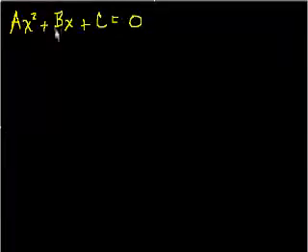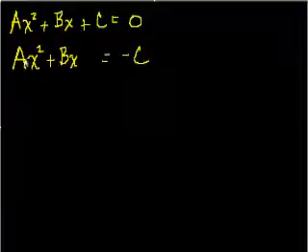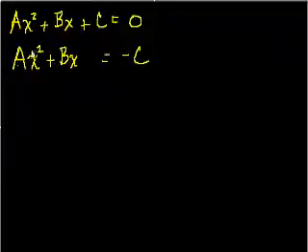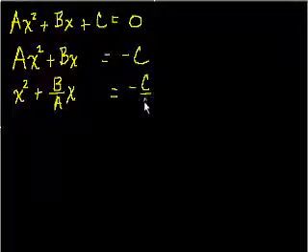So how do we do that? Well, let's subtract c from both sides. So we get ax squared plus bx is equal to minus c. And just like I said in the completing the square video, I don't like having this a coefficient here. I like just having a 1 coefficient on my x squared term. So let me divide everything by a. So I get x squared plus b over a x is equal to, you have to divide both sides by a, minus c over a. Now we are ready to complete the square.